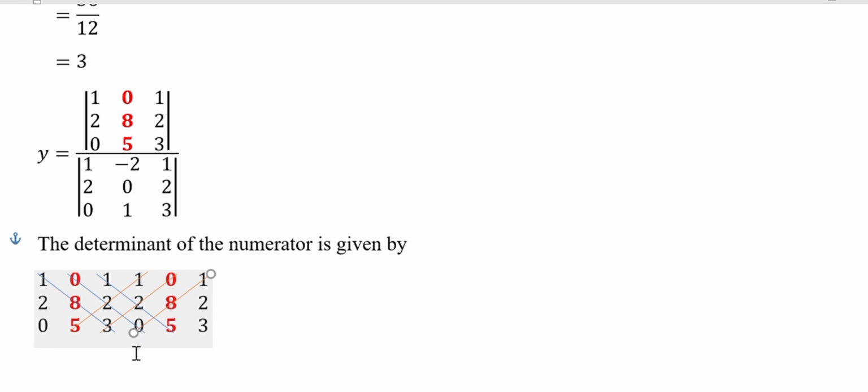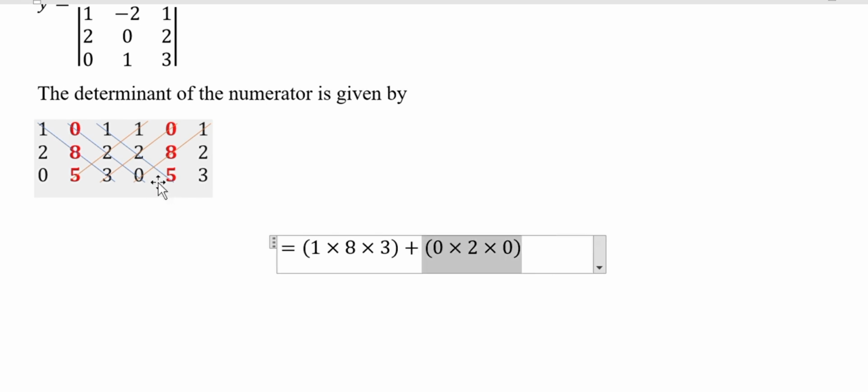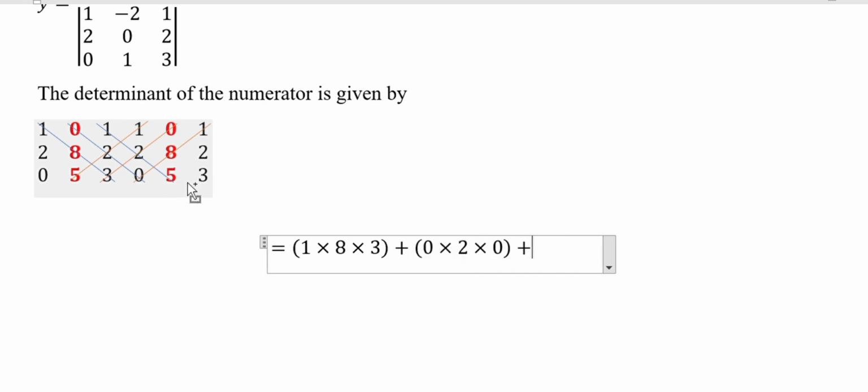So we shall say that is equal to 1 times 8 times 3, that's the product of the elements of the first diagonal, plus the product of the elements of the second diagonal, which are 0 times 2 times 0, plus the product of the elements in the third primary diagonal, 1 times 2 times 5.